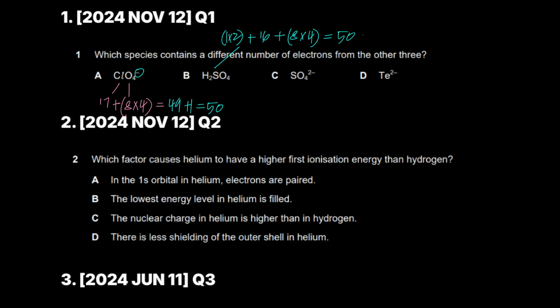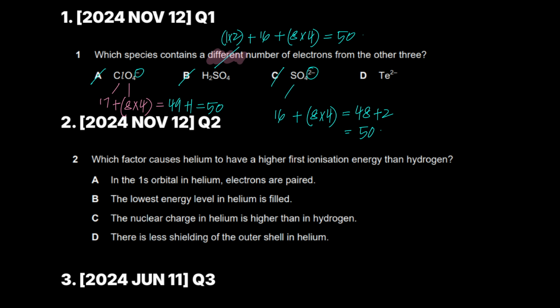He's saying you have to select whichever one is different. So A and B are same. C, sulfur, again 16, and you have oxygen, which is obviously 8, times it by 4 because you have 4 O's, and you need to add. We get 48 if I'm not wrong, and it has a 2 minus charge, which means it has gained 2 electrons. So this is also 50. So A, B, C are all similar. You just need to check out which one is different.